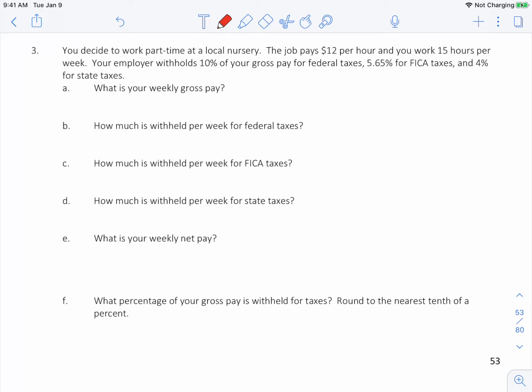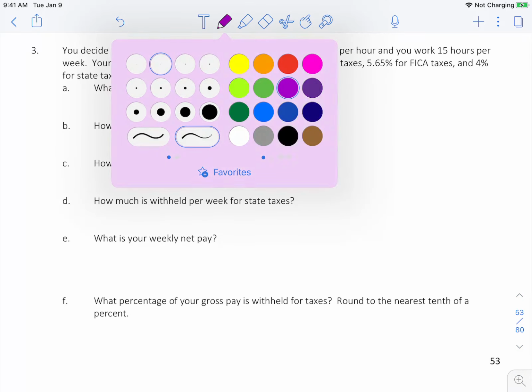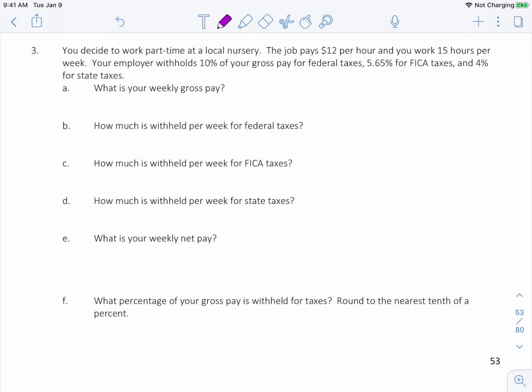So again, important pieces of information. We see our job pays $12 per hour, and you work 15 hours per week. In order to determine our weekly gross pay, we can use that information. Your gross pay, you're just taking the $12 per hour times the fact that you worked 15 hours, and your total is going to be $180.